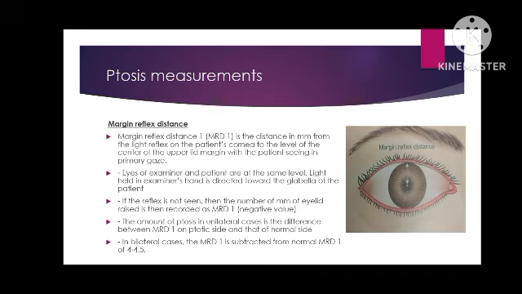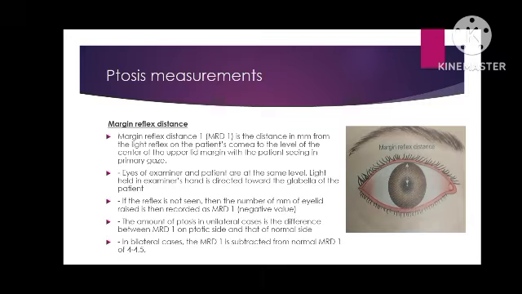In ptosis measurement, the first one is marginal reflex distance. Marginal reflex distance 1 is the distance in mm from the light reflex on the patient's cornea to the level of the center of the upper lid margin, with the patient looking in primary gaze. As we showed in the figure, the distance from the light reflex to the upper lid is known as marginal reflex distance 1.